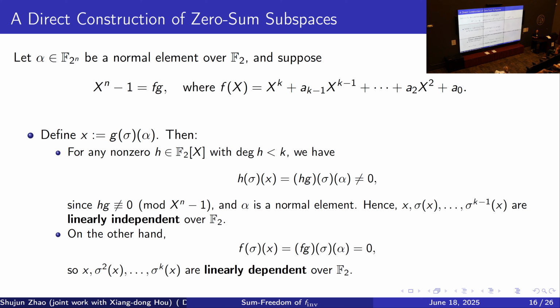Yeah, so the normal element is an element such that all the conjugates form a normal basis, right? I think there should be some algorithm to determine whether an element is normal or not, and you could use it. Okay, so any other questions?